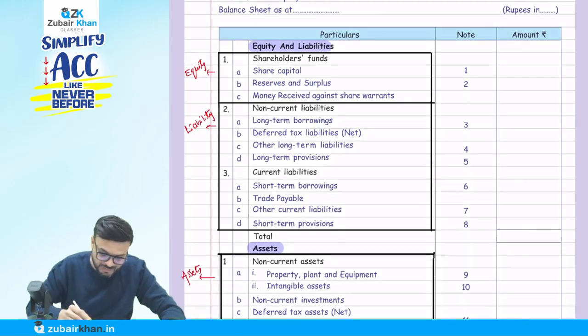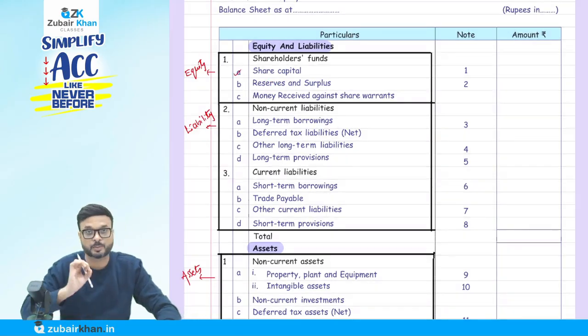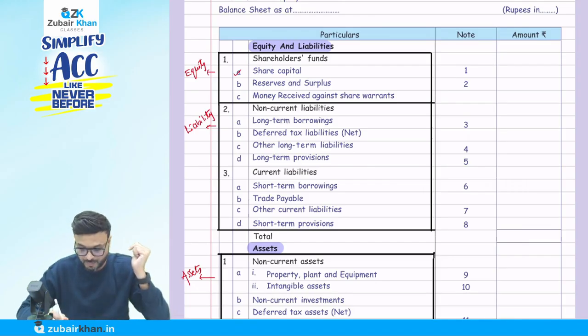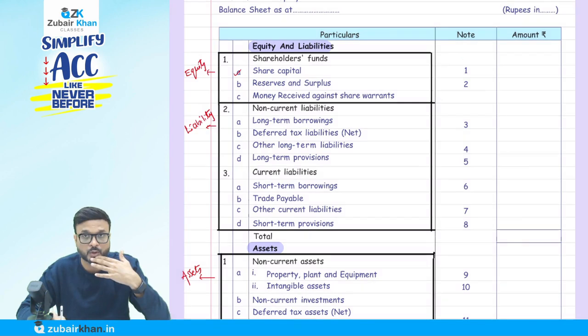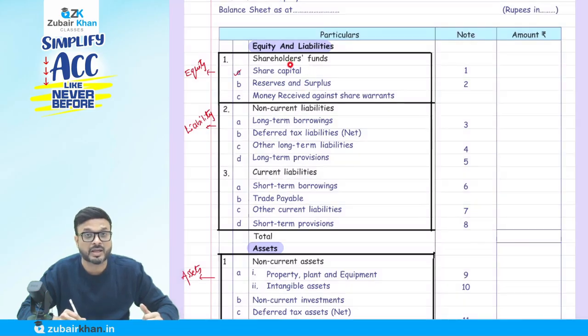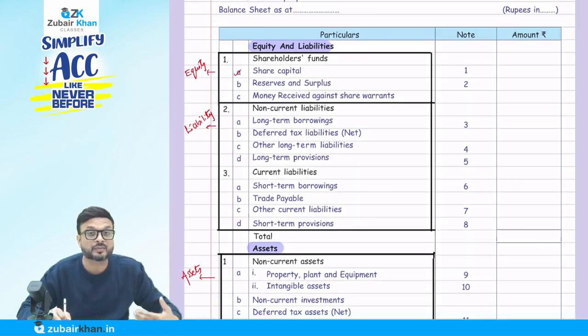The first portion is share capital. In examination, and even when we solve the question, we have to prepare the notes to account. What do we mean by notes to account? As you can see, here we have share capital. It means note number 1 talks about the details of the share capital.